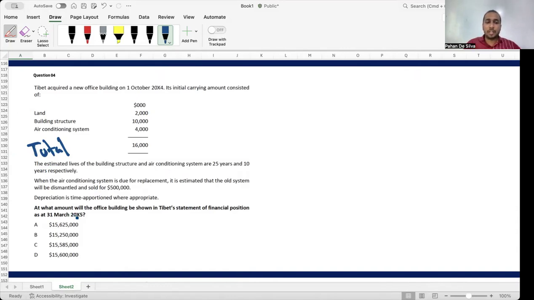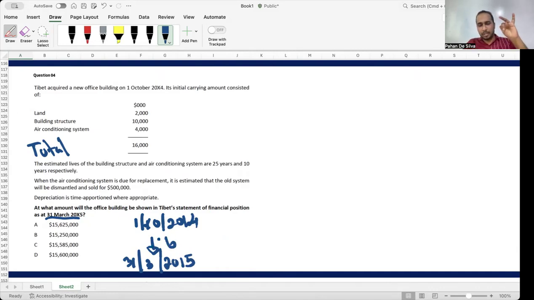The question is, at what amount will the office building be shown in Tibet's statement of financial position at 31st March 2015? So the property was acquired on 1st October 2014, and we are discussing the financial year ending on 31st March 2015. So what is the gap between these two periods? It is 6 months.